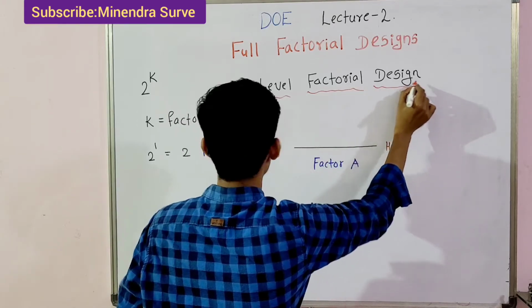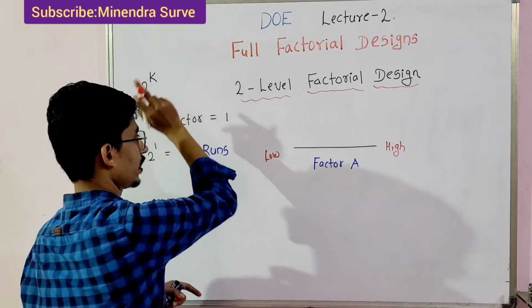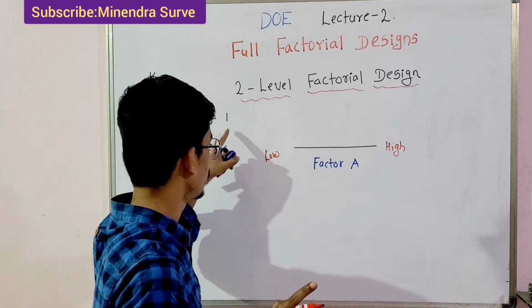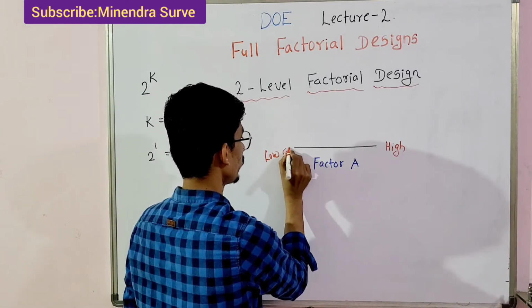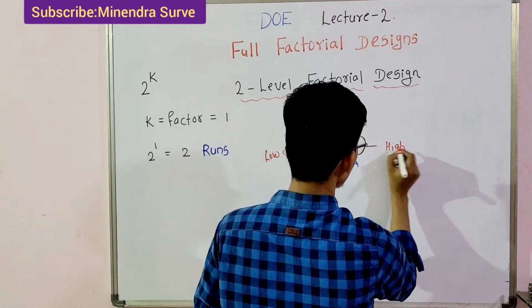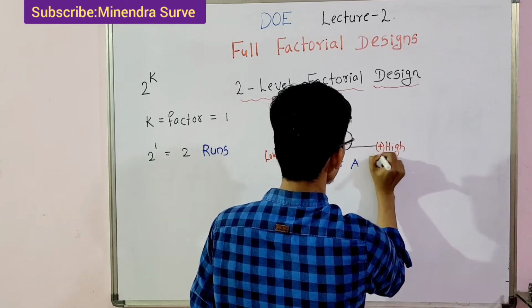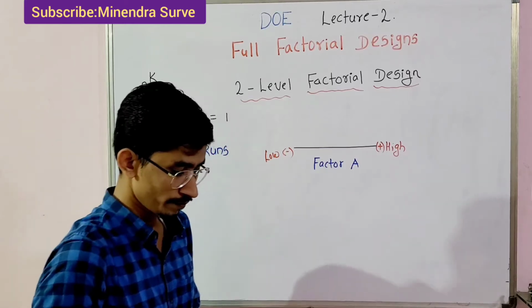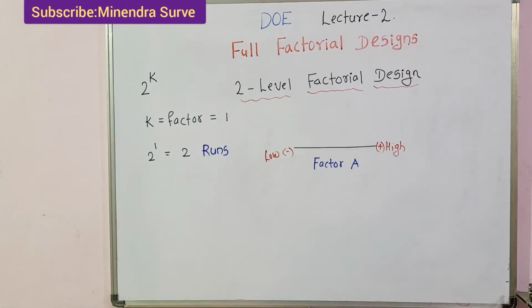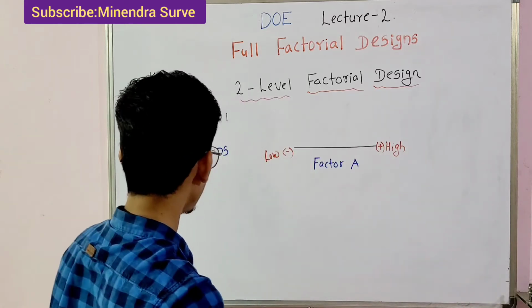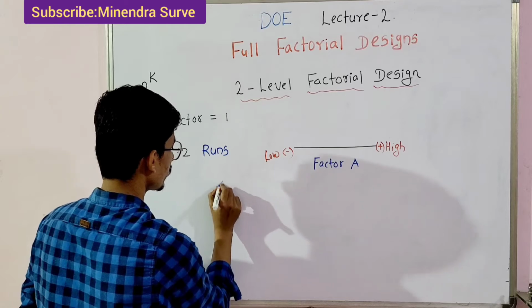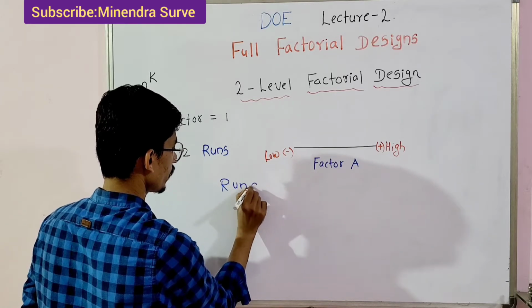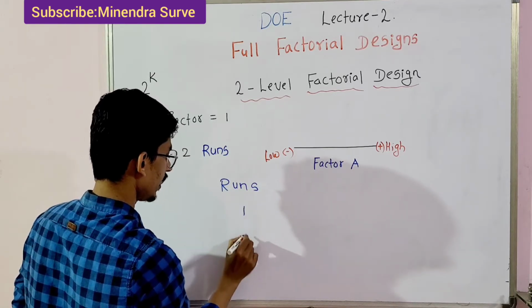Inside that 2 raised to k, k is a factor, and here we have considered one factor, so factor A is 1. Here the low level is indicated with a minus sign, and the high level is indicated with a plus sign. From that we will easily get how many runs. If you look here, how many runs are you getting? There are 2 runs, the first run and the second.